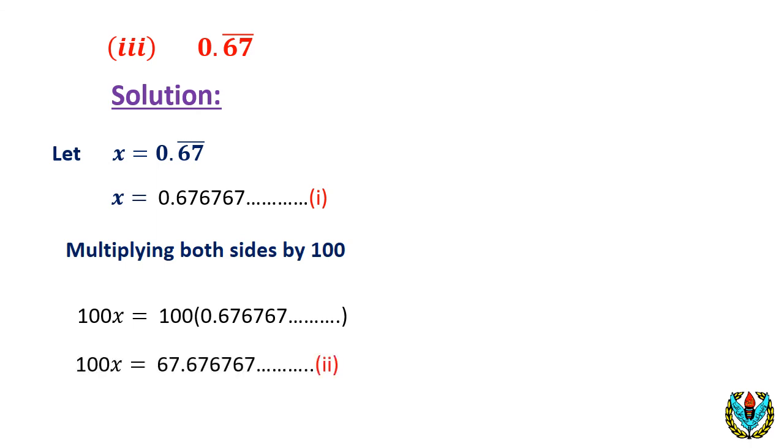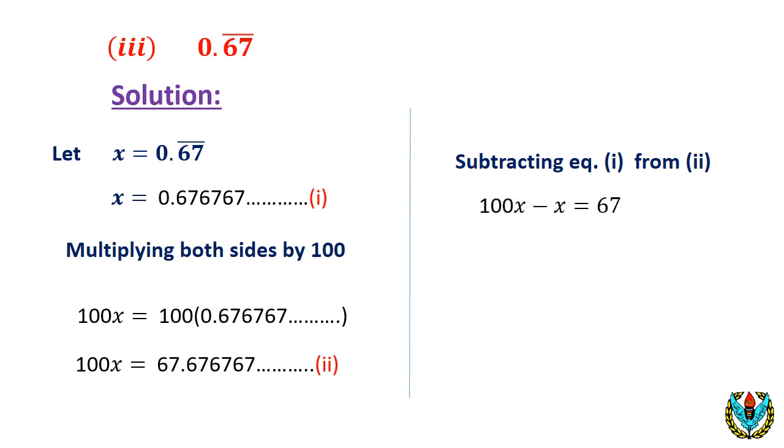And 100x is equal to 67.6767 and so on as equation number 2. Subtracting equation number 1 from equation number 2, we have 100x minus x is equal to 67. So 99x is equal to 67 and x is equal to 67 over 99 is the answer.